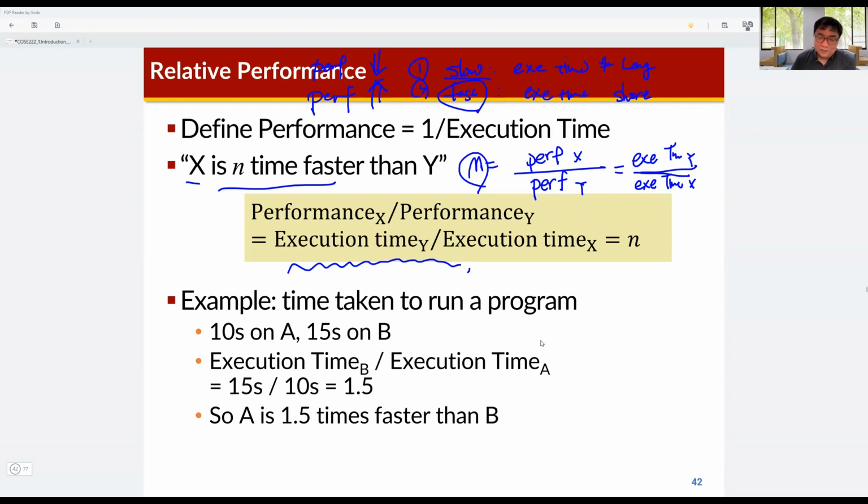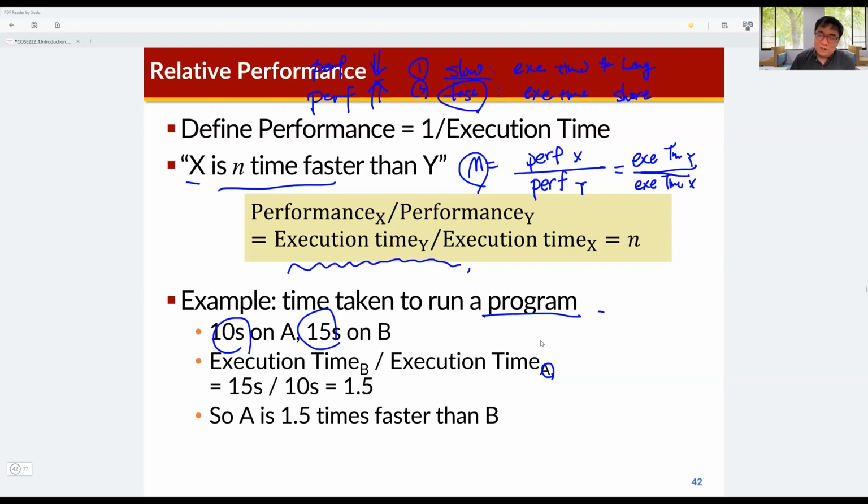Okay, so this is the example. Let us assume that with computer A, the execution time of the same application, the same program, is 10 seconds. So 10 seconds is the execution time of A. And the execution time on computer B is 15 seconds. This is a real problem in the exam: compare the performance of these two computer systems. Very easy actually.